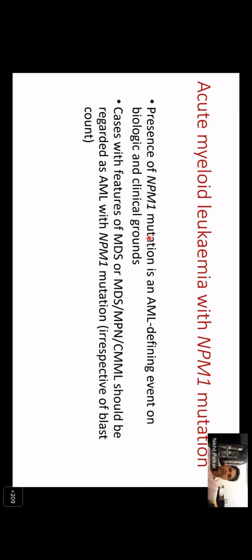Okay, so based on these findings, the WHO has now said that any presence of NPM1 mutation is actually an AML defining event. These patients should be treated, and should be recognized as AML, irrespective of the blast count.